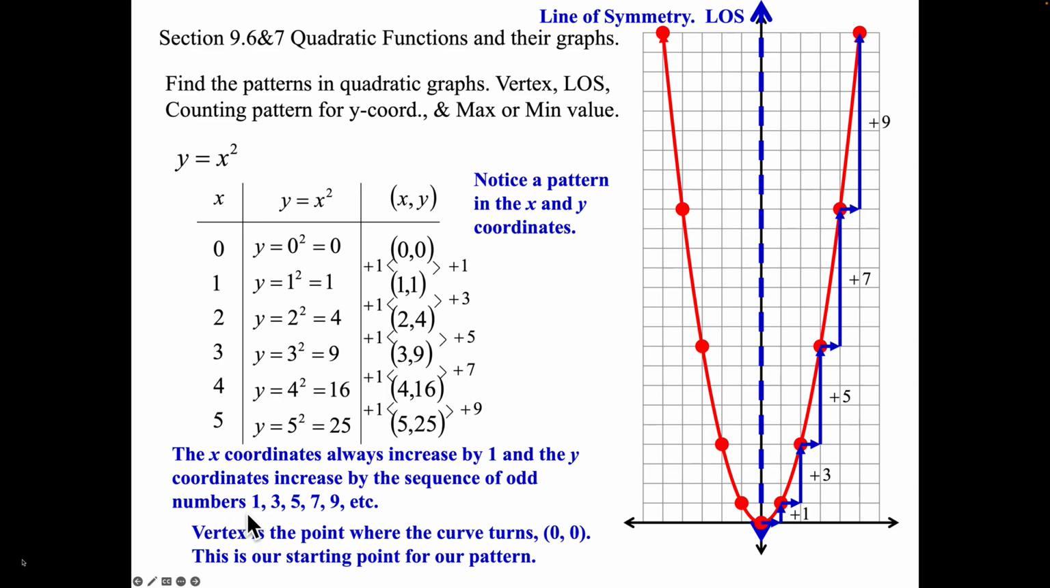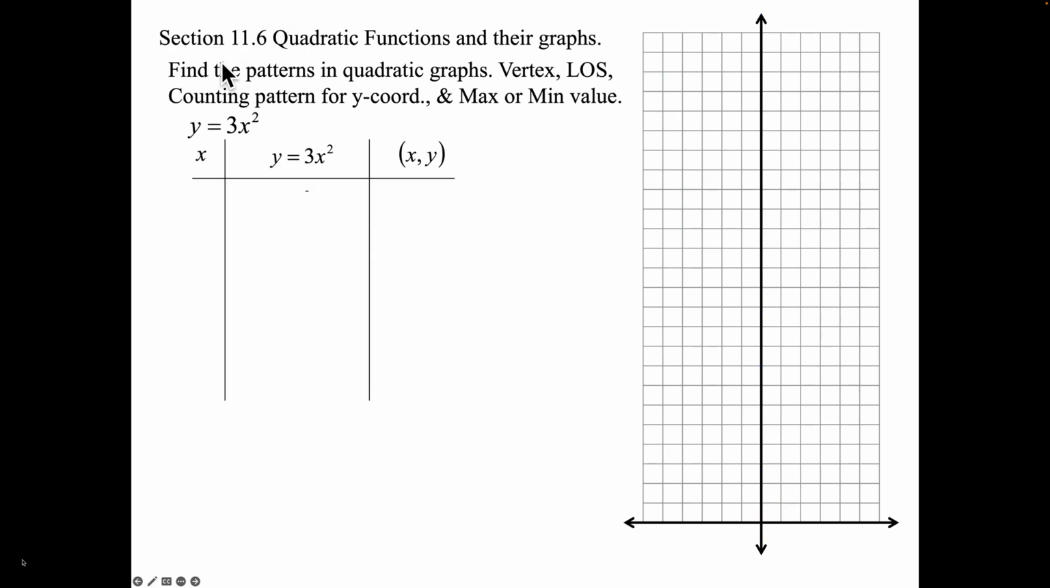So this 1, 3, 5, 7, 9, 11, 13 pattern, this sequence of odd numbers, is always in every x squared function. No matter what you add, subtract, multiply, divide to your x squared, it has to exist there. It's there some way, shape, or form. Okay? Now, my next example.